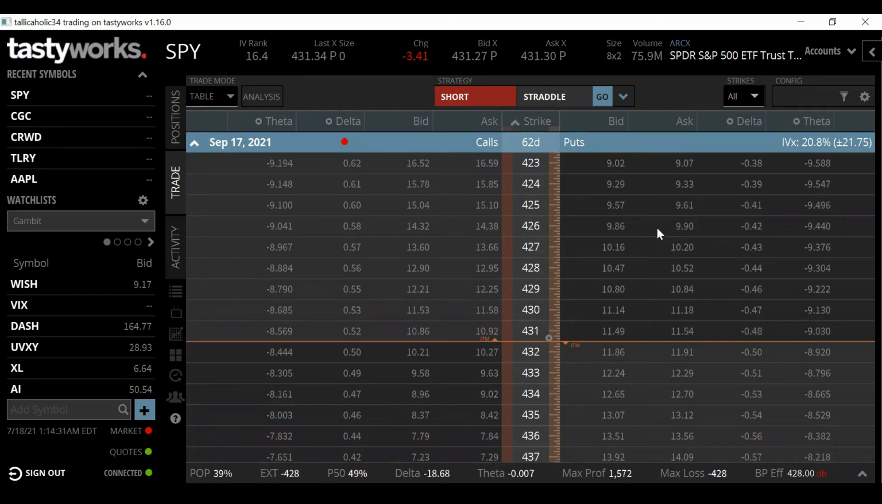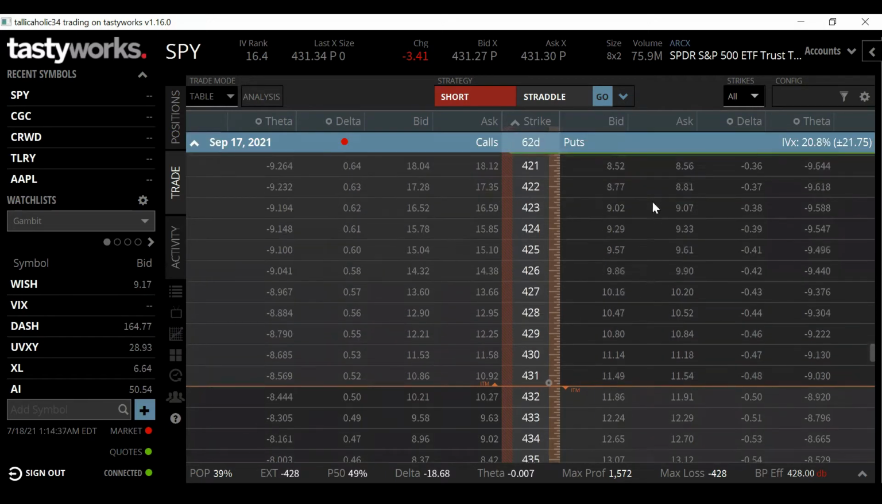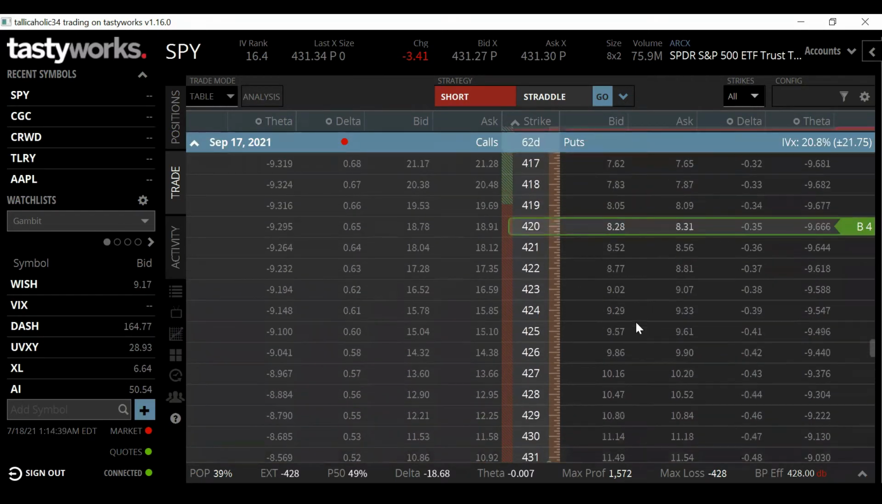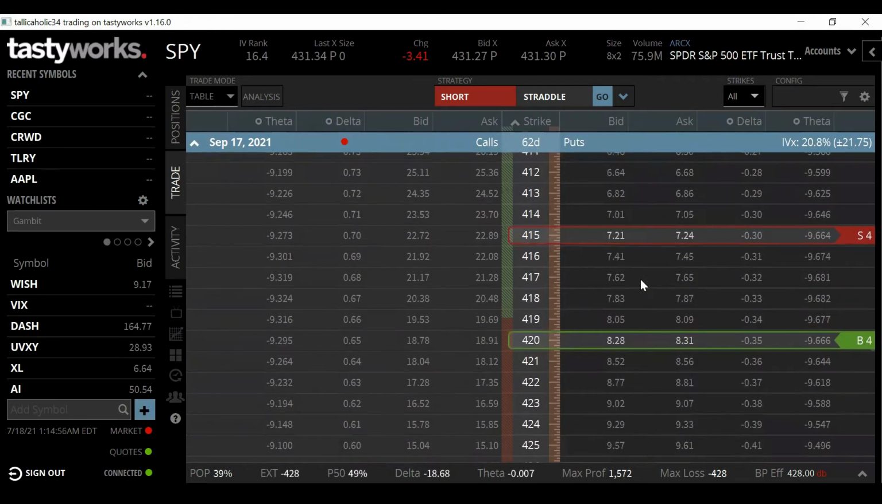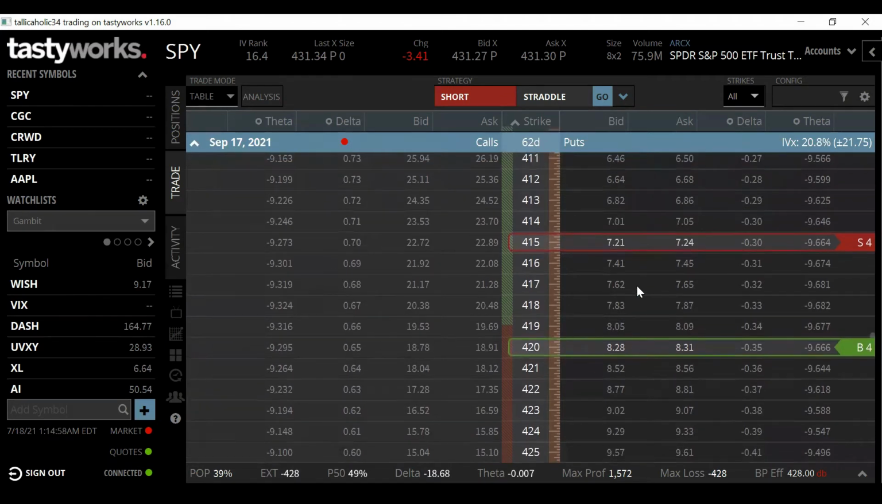So basically, we start off with 4 long put spreads. We know about bull put spreads, which are basically credit spreads. These are going to be put debit spreads. To put on a debit spread on the put side, you buy a put and then you sell a further out of the money put. So that's what we've done here.